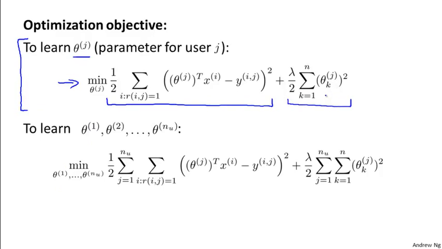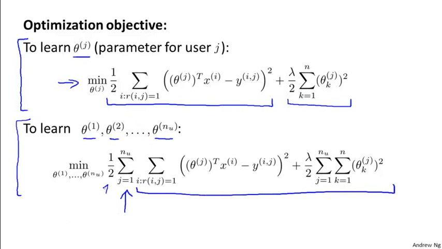Now, of course, in building a recommender system, we don't just want to learn parameters for a single user. We want to learn parameters for all of my users. So I have n subscript u users, and I want to learn all of these parameters. What I'm going to do is take this optimization objective and just add an extra summation. This expression with the 1/2 on top is exactly the same as what we had on top, except that now, instead of just doing this for a specific user theta j, I'm going to sum my objective over all of my users and then minimize this overall cost function.